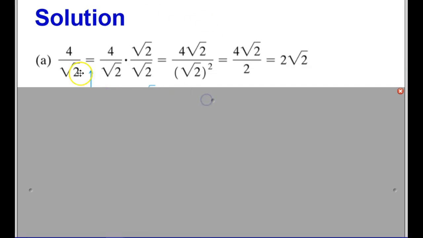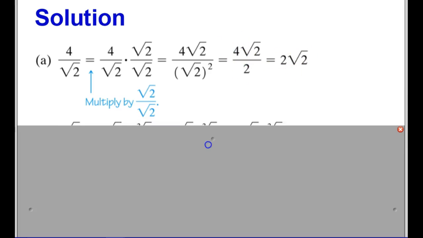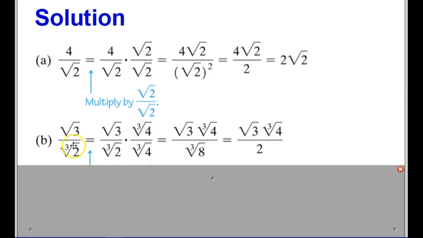I see I have a radical in my denominator, so I know I need to multiply by that radical. I take my entire fraction and multiply it by the square root of 2 over the square root of 2, and simplify. I see here that I have a 4 divided by 2, which simplifies to 2. Again here, I have a simple radical in my denominator, so I need to get rid of that.